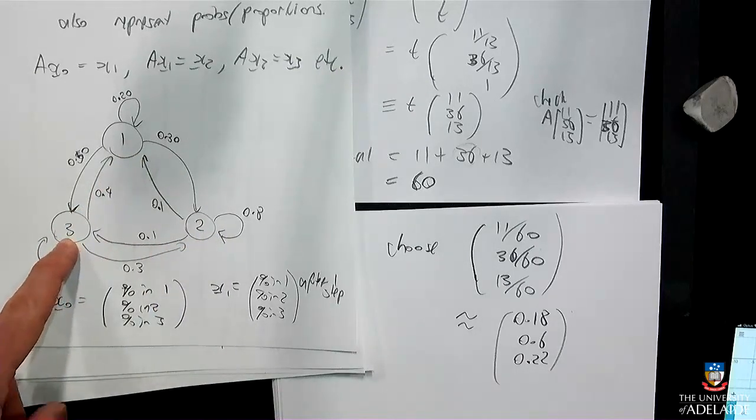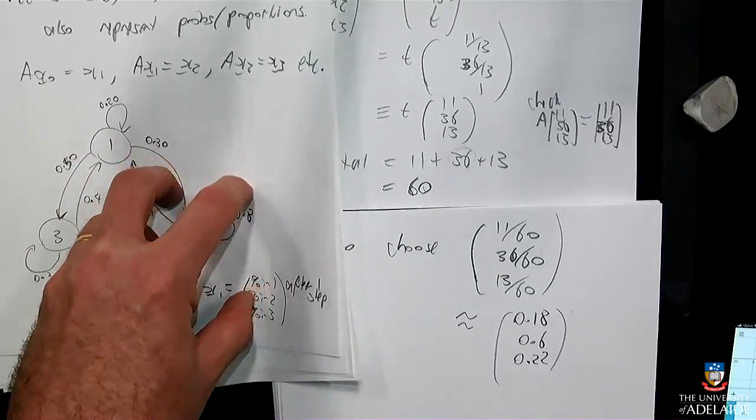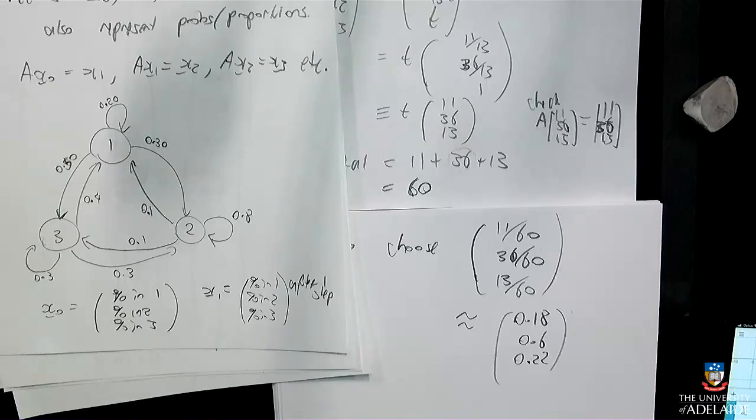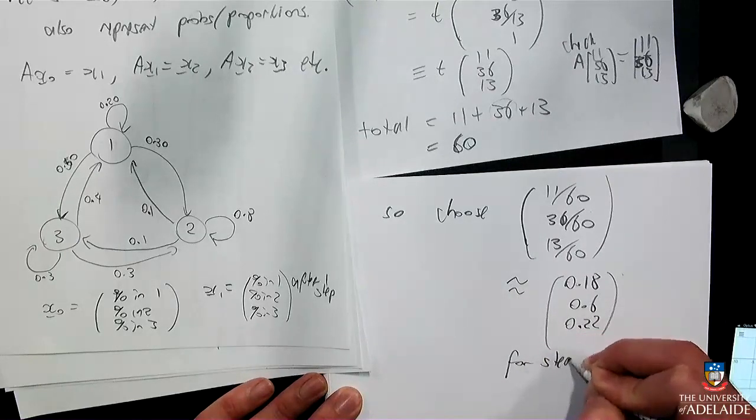And that doesn't seem unreasonable. If 80% of the time, if you're in here, you stay here, you should end up with more in this corner than anything else. So that sort of makes sense. Yeah. But there you go. And so that's the steady state vector. So I guess the final thing for this.